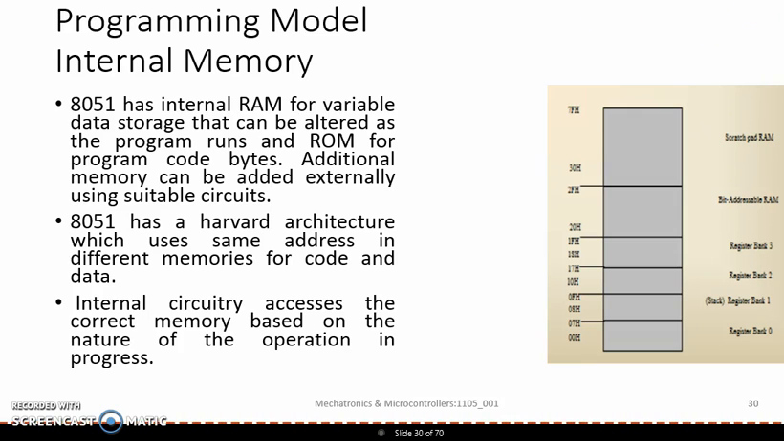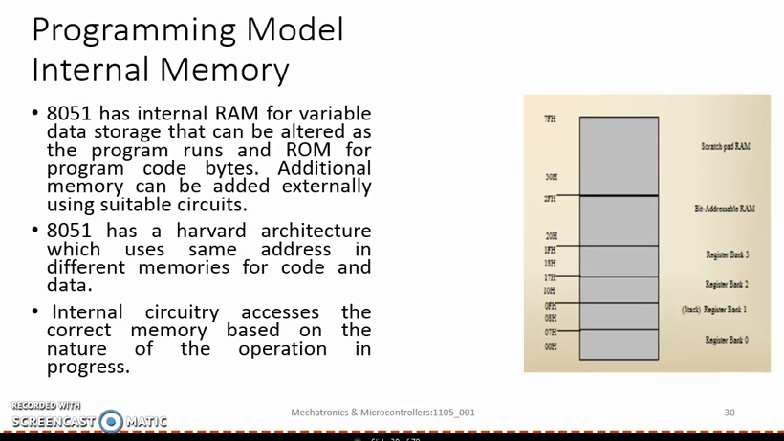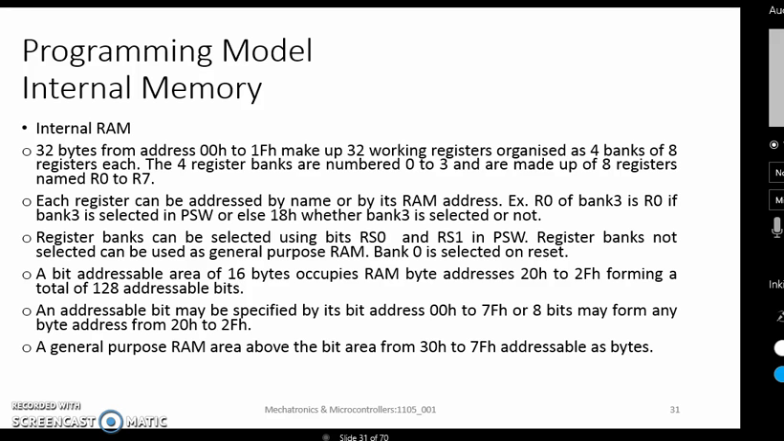8051 has an internal RAM for data storage that can be altered by the program and ROM for program code bytes. Additional memory can also be added externally with the help of memory decoding circuits. 8051 uses Harvard architecture, so as a result you have the same address in different memories for code as well as data. Internal circuitry accesses the correct memory based on the nature of the operation.